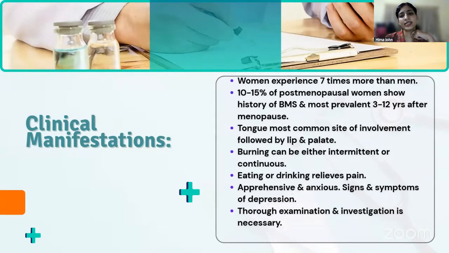Now, it is most commonly seen in women, about 10 to 15% of postmenopausal women give a history of burning mouth syndrome, which is usually prevalent for about 3 to 12 years after the menopause. Tongue is the most common site involved, followed by the lip and palate. Now, the burning sensation or this feeling of burning can be either intermittent or continuous. Eating or drinking in some patients relieves the pain.